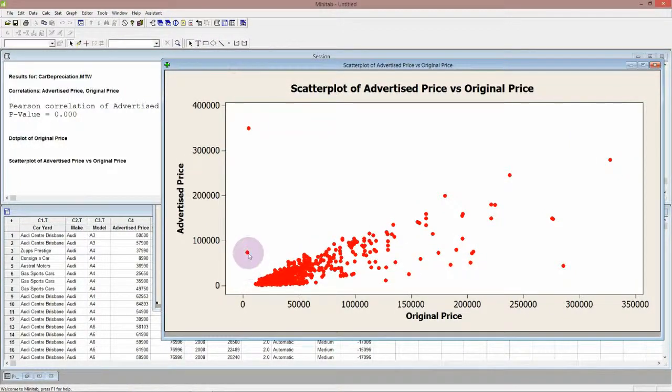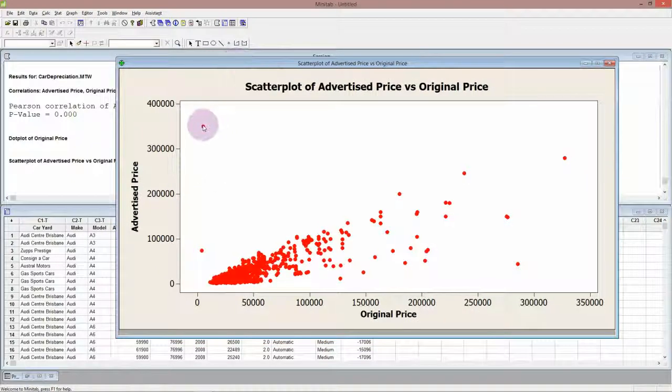I do like interactive graphs where it pops up information. No, it's still coming up off screen on my other monitor. Anyway, we've got this one up here, which is extraordinarily expensive. I can't fathom buying a car for $350,000. This is row 817. The original price was $4,830 and the advertised price was $350,000.